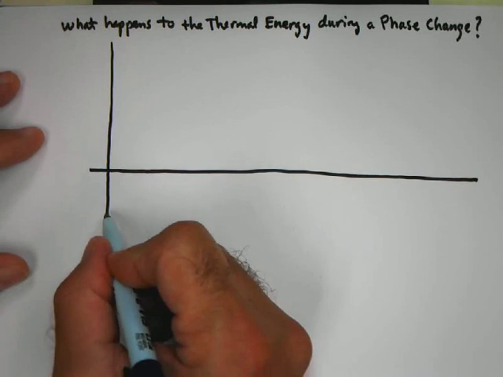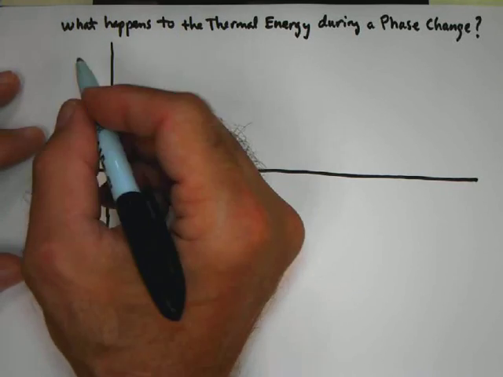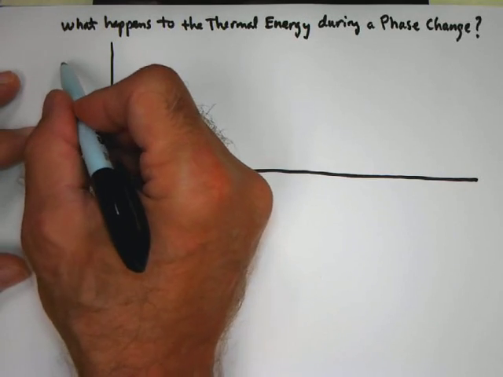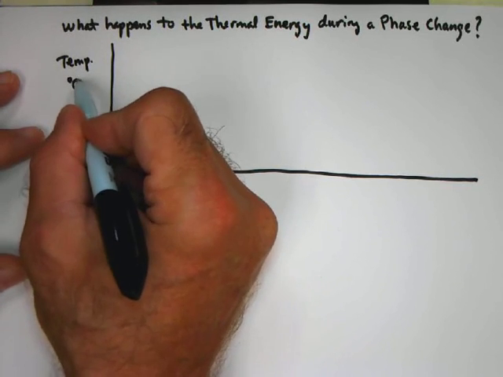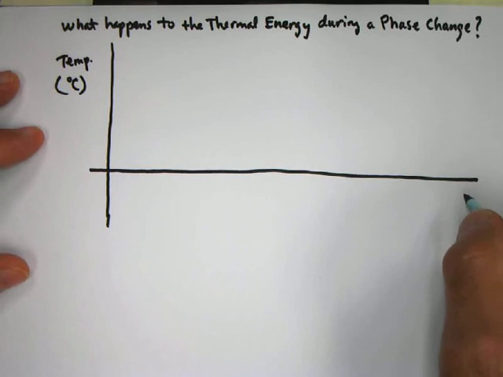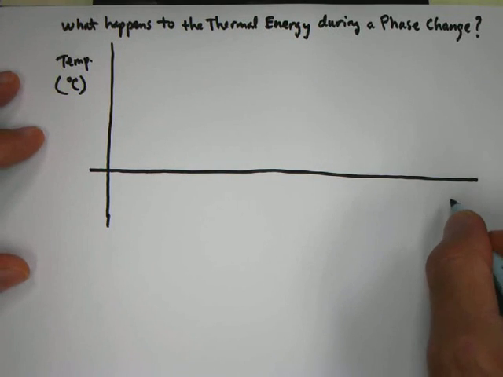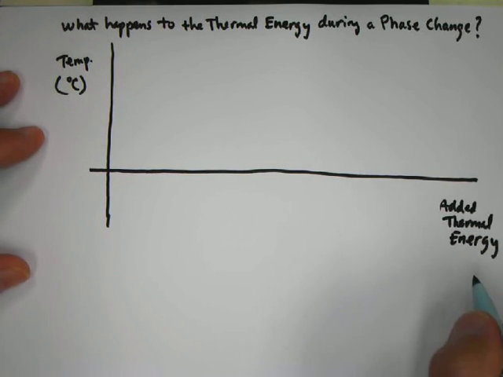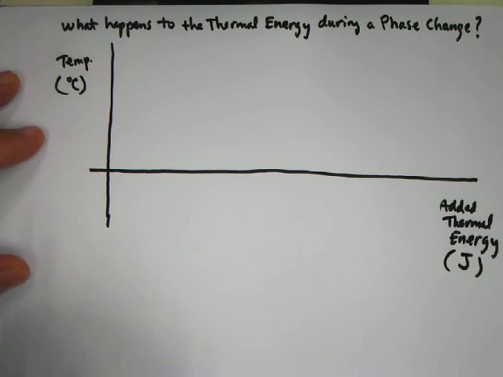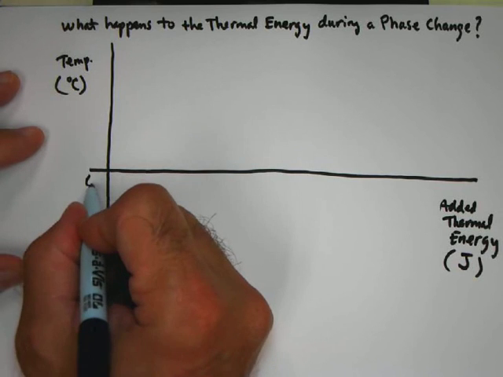Here's just an XY axis. We'll make this Y-axis our temperature in degrees Celsius, and we'll make our X-axis the added thermal energy. And you know what units that would be in? That's right, joules. So I'll put a capital J for joules. And here's our origin.